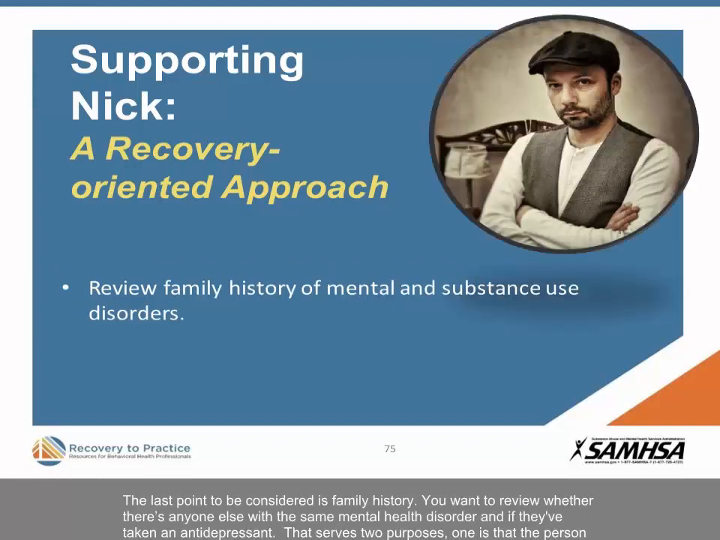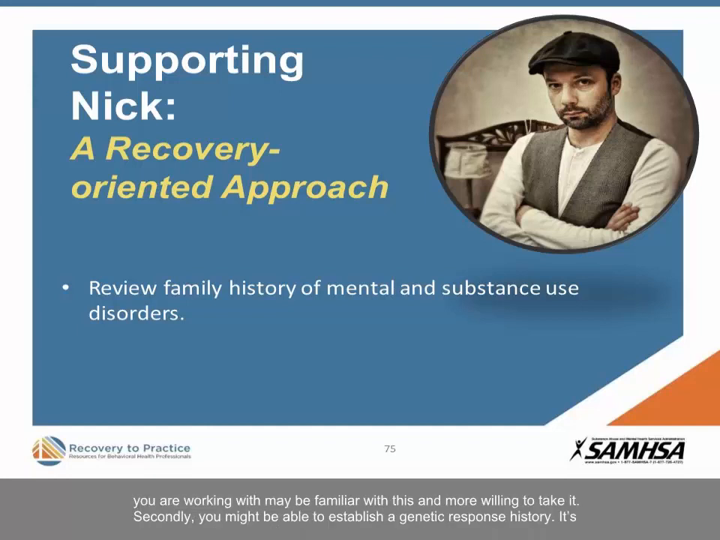The last point to consider is family history. You want to review whether there's anyone else who has the same mental health disorder. If they've taken an antidepressant, that serves two purposes. One is that the person that you're working with may be familiar with it and more willing to take it. And secondly, you might be able to establish a genetic response history. It's likely that if a close relative who's taken a drug had a good response, then our client might have the same good response.